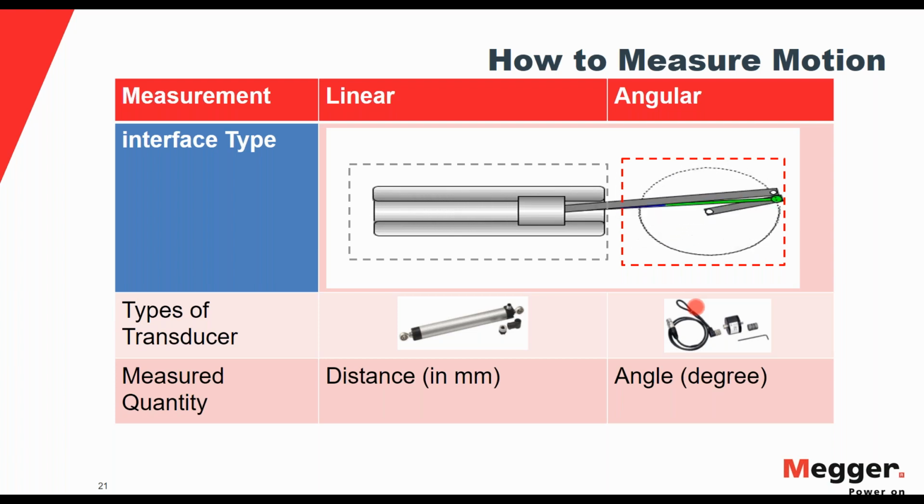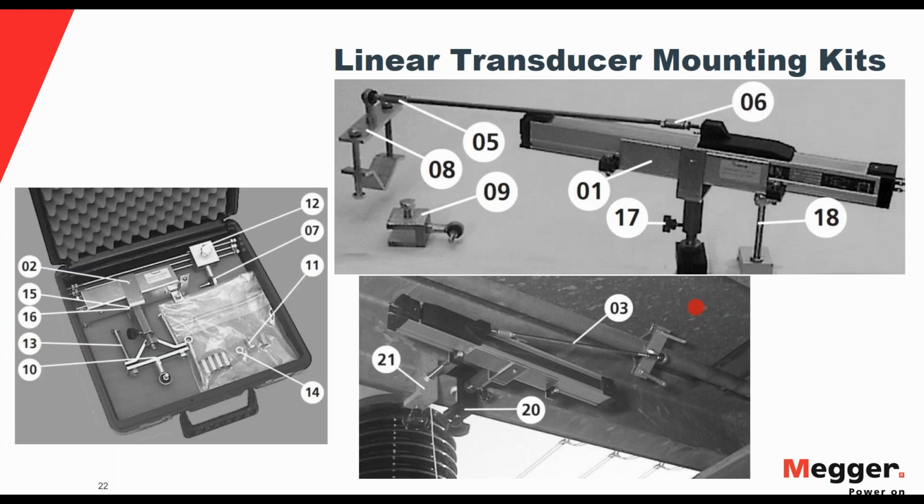Let's see some pictures of these transducers. For example, this is a linear transducer. Here I have a linear transducer mounting kit. You can see there are a lot of parts that help you mount this transducer. They come in different sizes and shapes and lengths to accommodate many breaker configurations.